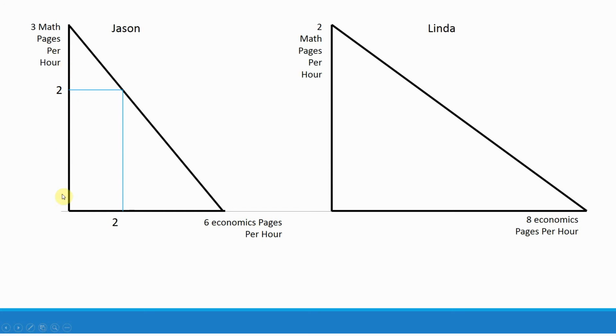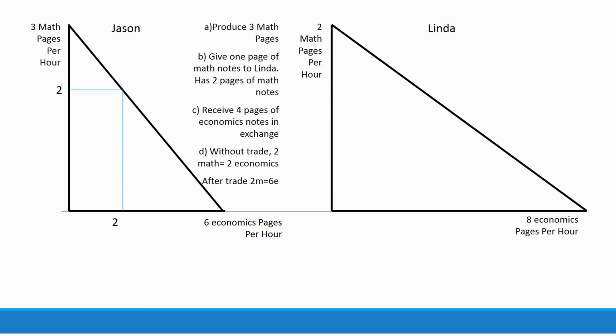In other words, instead of producing all 3 math pages and no economics notes, Jason has the opportunity to produce 3 math pages per hour and give one to Linda in exchange for economics pages per hour. So, by himself, he can achieve more with trade than if he did exclusively produce by himself.